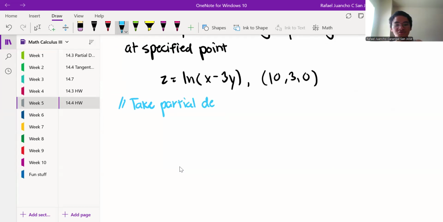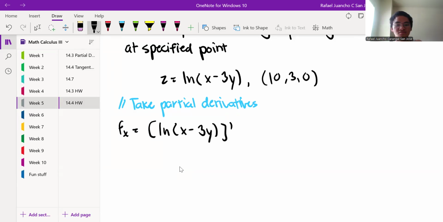So here actually, once we're given a point and partial derivatives, we should be good. Let's do f sub x. So we, again, take the derivative of this thing. Here we get 1 over what's inside my natural log. And then I do a chain rule here.